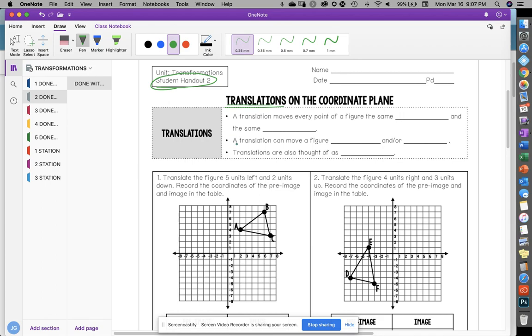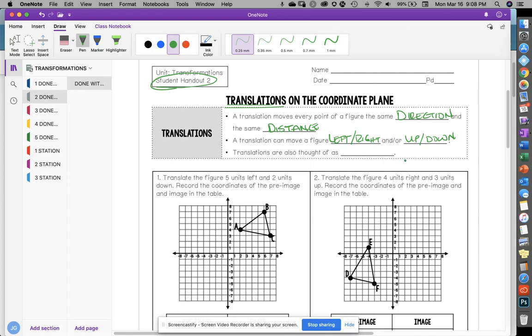A translation moves every point of the figure the same direction and the same distance. So if you move one corner, you have to move all the corners the same amount. A translation can move a figure left/right and/or up/down. So if you remember, a translation can go side to side. It can go up and down as well.